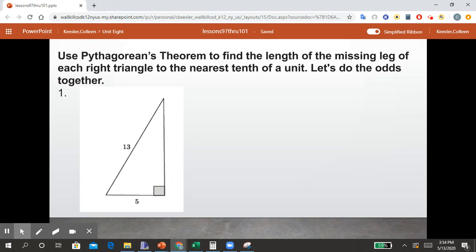Use Pythagorean's theorem to find the length of the missing leg of each right triangle to the nearest tenth of a unit. Let's do the odds together. So yesterday we used Pythagorean's theorem to find the length of the missing hypotenuse. Today we're using it to find the length of a missing leg. So it's going to be a little bit different than what we've seen in the past.